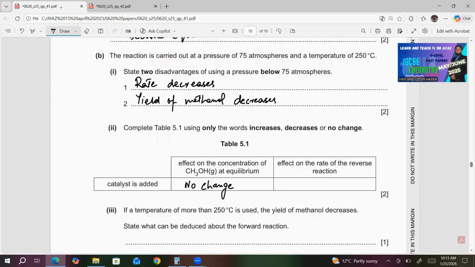What will happen to the rate of the reverse reaction? Catalyst increases the rate of reaction in either direction. So it will definitely increase. So we are going to write increases.